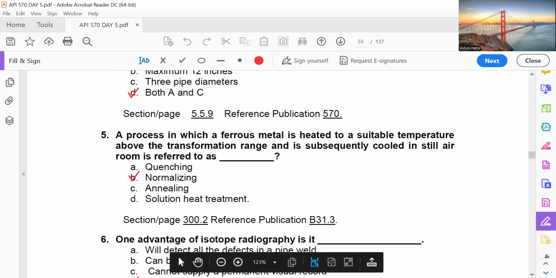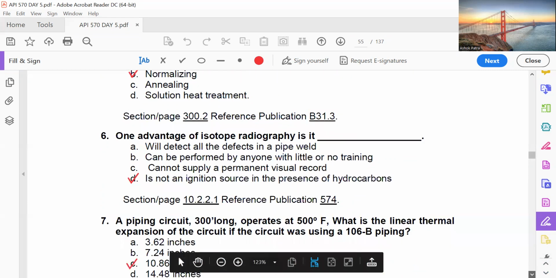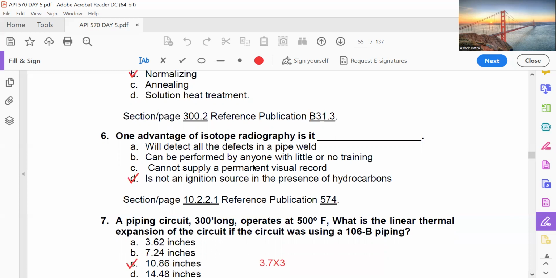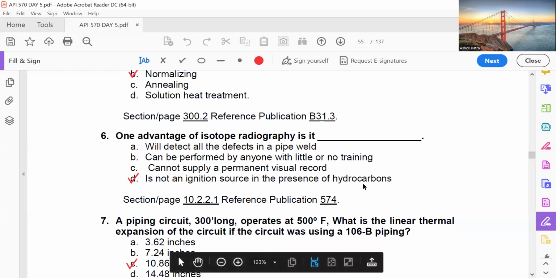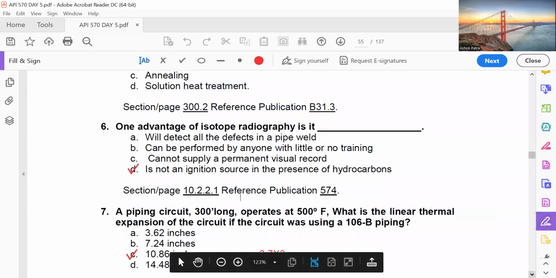The advantage of isotope radiography is it is not an ignition source in the presence of hydrocarbons. Can be performed by anyone? No. Cannot supply a permanent record? No. Detect all defects in a pipe weld? No. Is not an ignition source in the presence of hydrocarbons, so that is the best part. There is no problem for hydrocarbons.